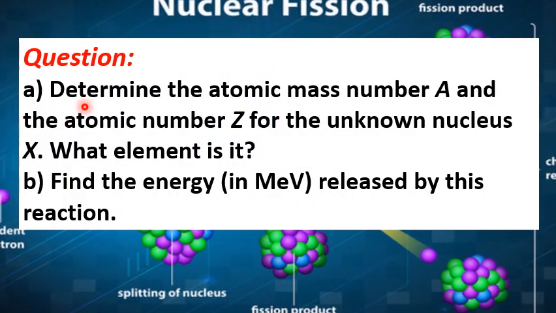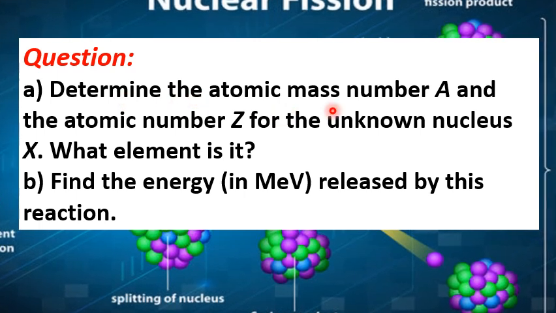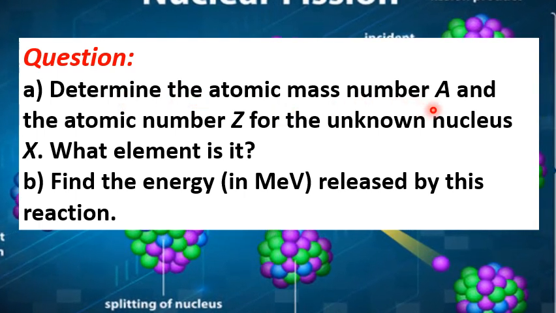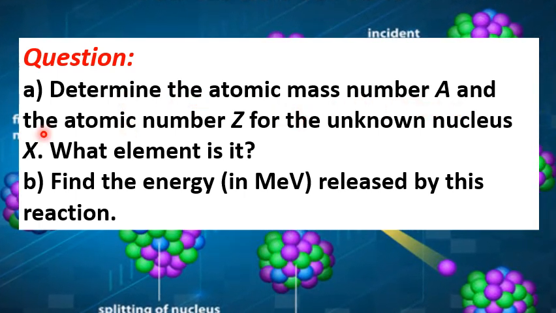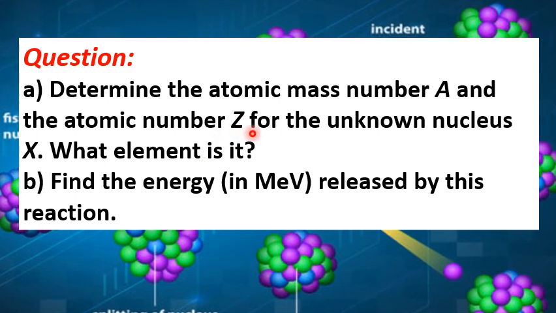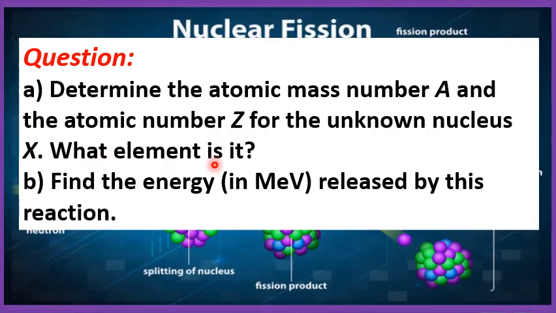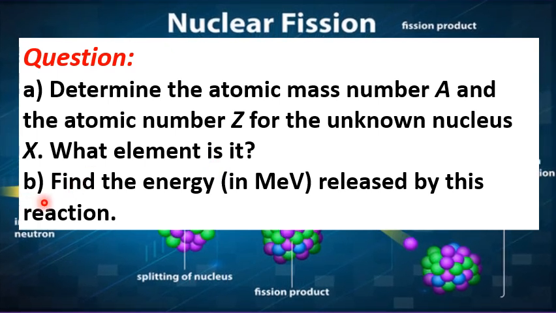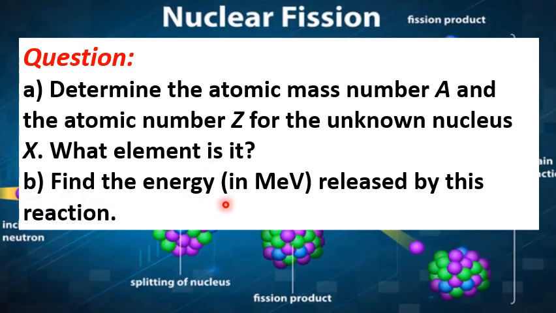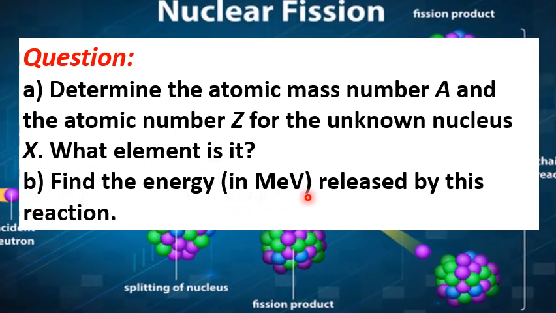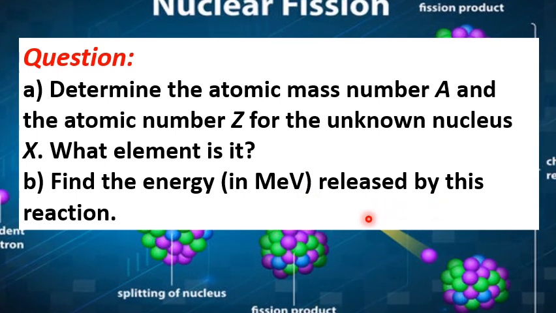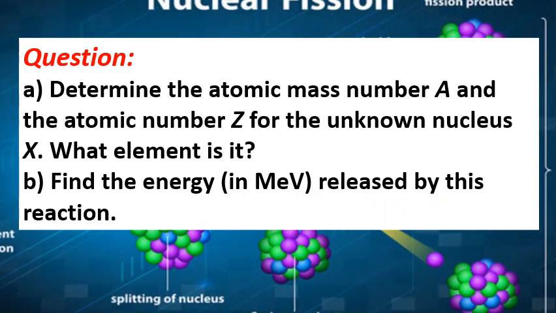Question letter A, determine the atomic mass number denoted by capital A and the atomic number capital Z for the unknown nucleus X. What element is it? And question letter B, find the energy in million electron volts released by this fission reaction.